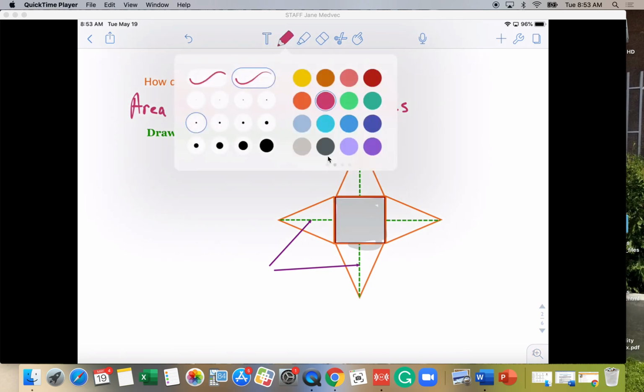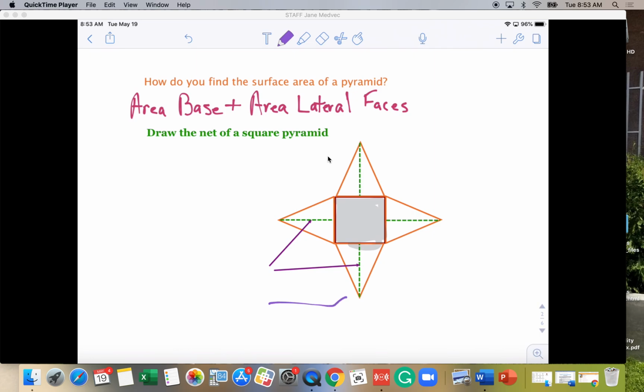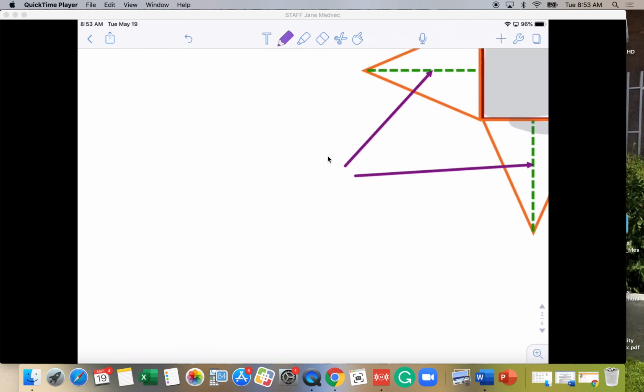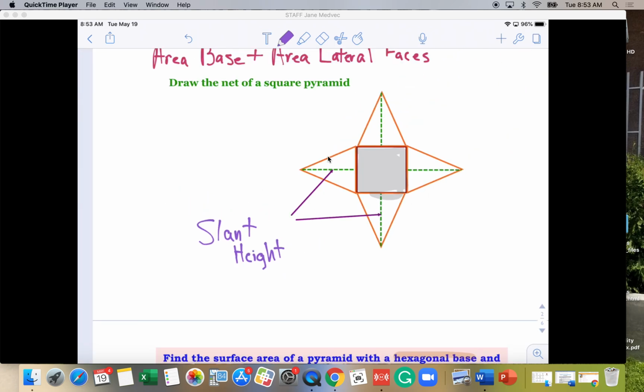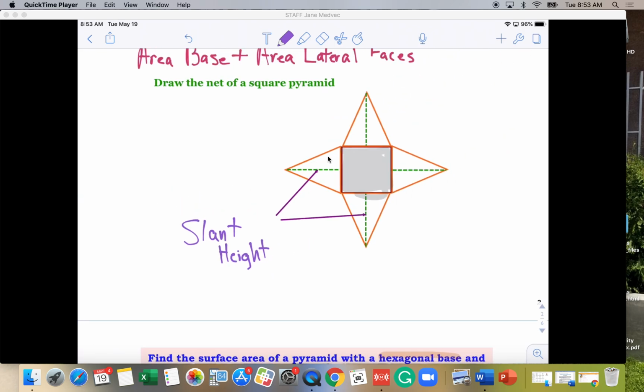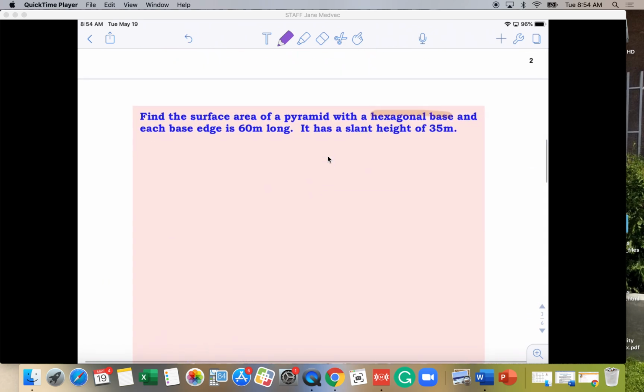That dotted green line, those are the slant heights. And those are what you're going to use to find the area of the triangles. And you'll notice it kind of looks like a flower. And each triangle comes off each side of the shape of the base. Let's take a look at this word problem.